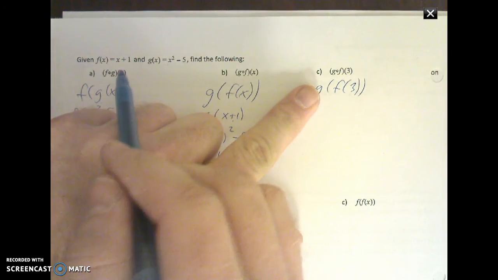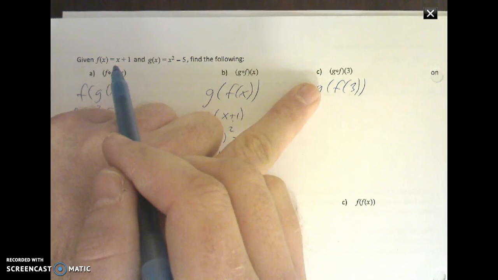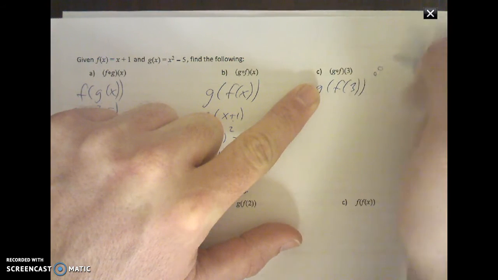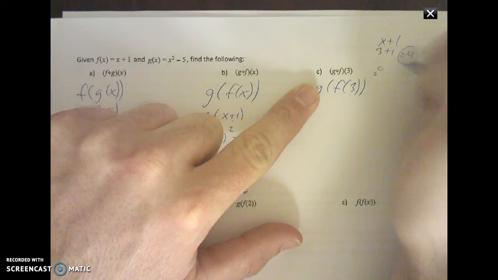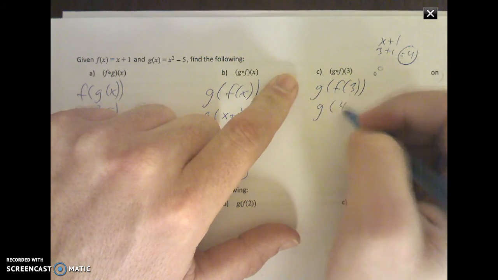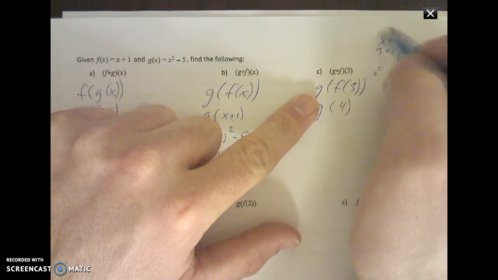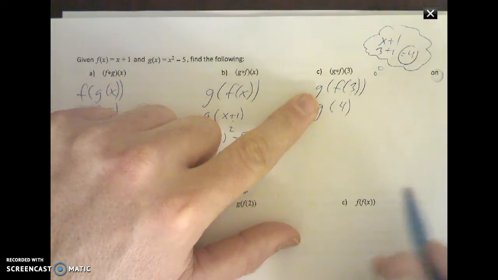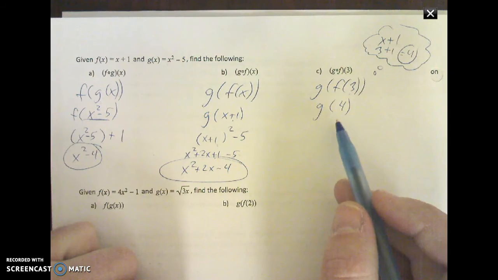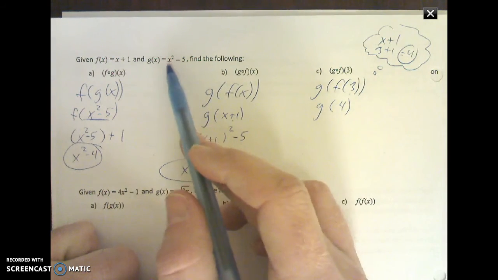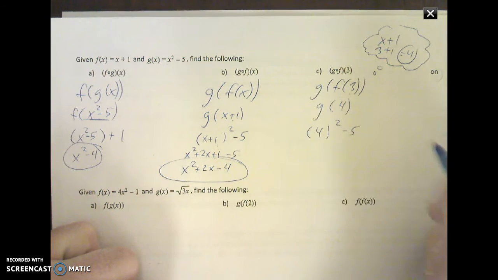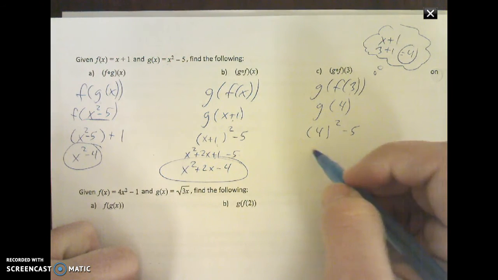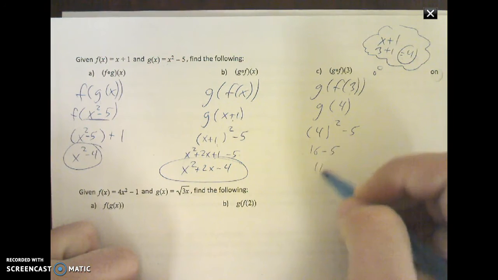If I plug a 3 in for f, what this is, little thought bubble here, it's x plus 1, and I'm replacing the x with a 3, which gives me 4. So that means this becomes a 4. There's my work up here if you need it. Hopefully you guys are cool with 3 plus 1. Now I'm doing the same thing. Everywhere I see my g, everywhere I see an x, I replace it with something squared minus 5. The something is 4. It's easier with numbers. 4 squared is 16, minus 5 is 11.